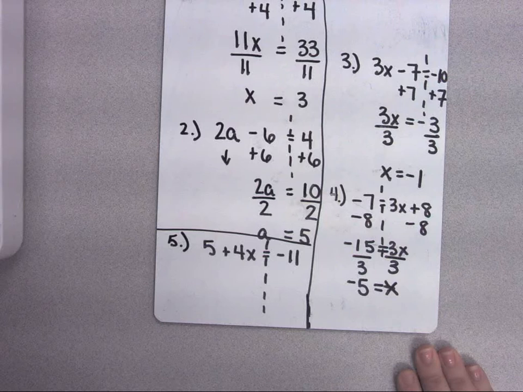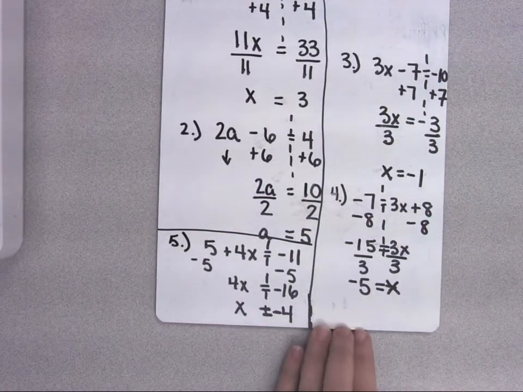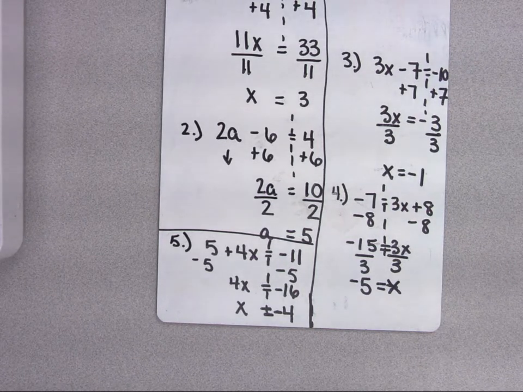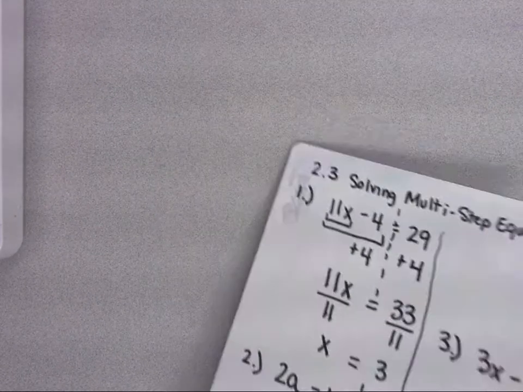Hey, Blake, what'd you get as an answer for number 5? Did we all do that and get x equals -4 in the bottom corner? I'm glad you got it right. Okay, now we're going to try a different kind of problem.